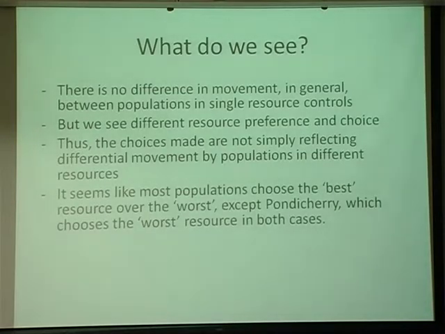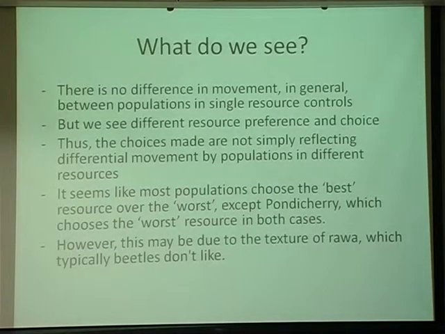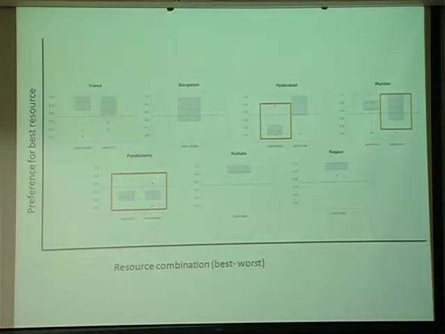And it seems like most populations choose the best resource over the worst resource, except for one population which chooses the worst resource in both cases. However, this may have been due to the texture of that particular resource, which typically beetles don't like. So it's sort of reassuring to note that most of the larvae are pretty smart and they're choosing the best resource. But the larvae that don't do that make you think about what else could be affecting preference.